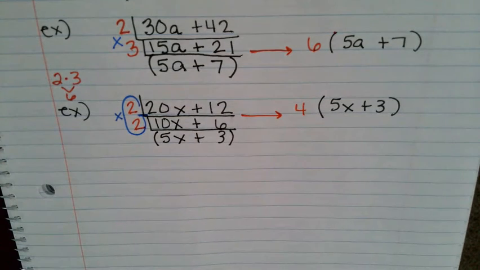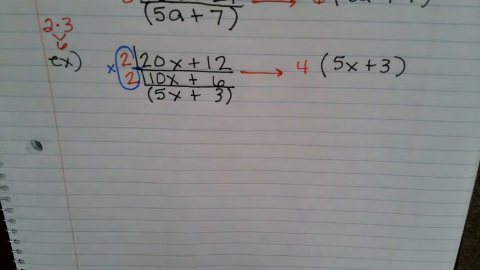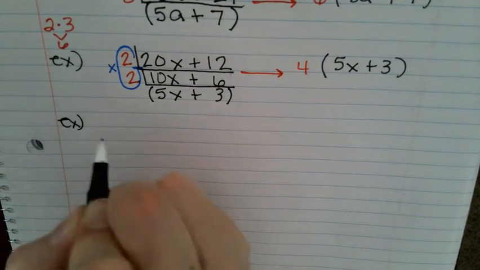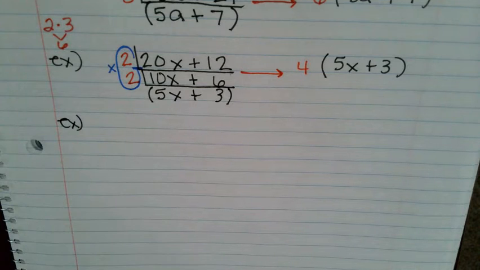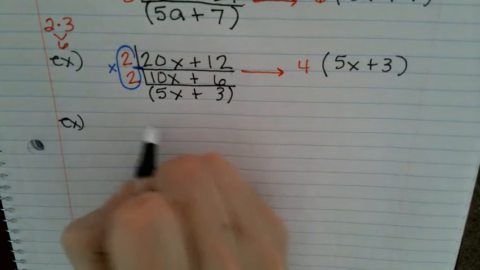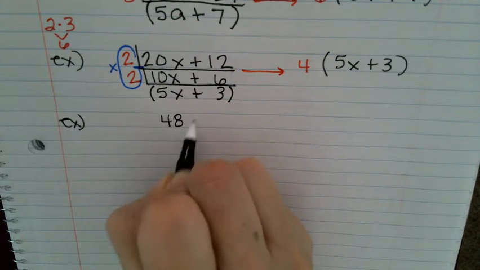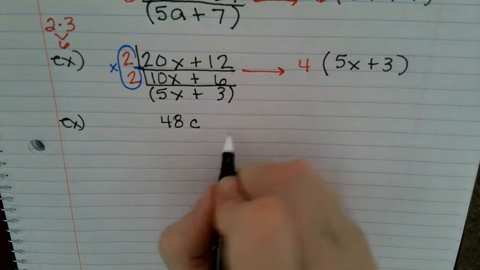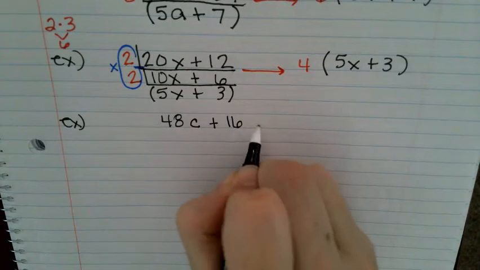Okay, let's do another example. This one just takes practice to become permanent. And I'm going to add a little bit of challenge here. We're going to do this. We're going to do 48c plus 16d.